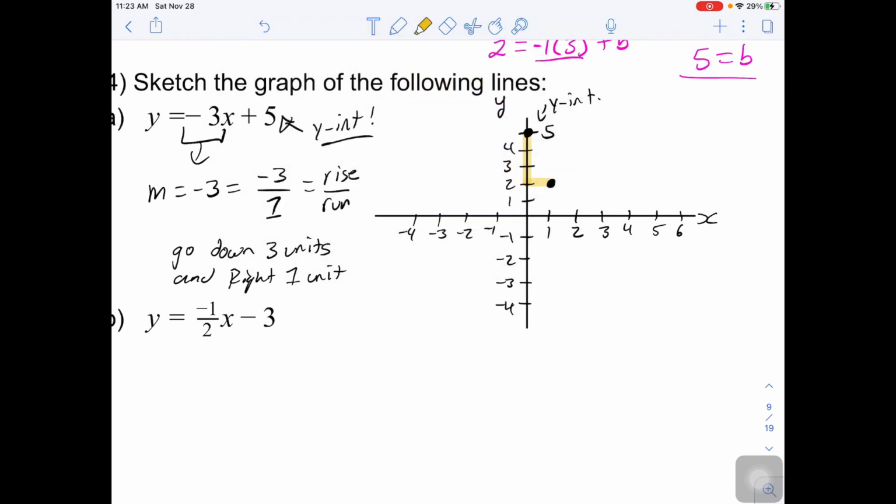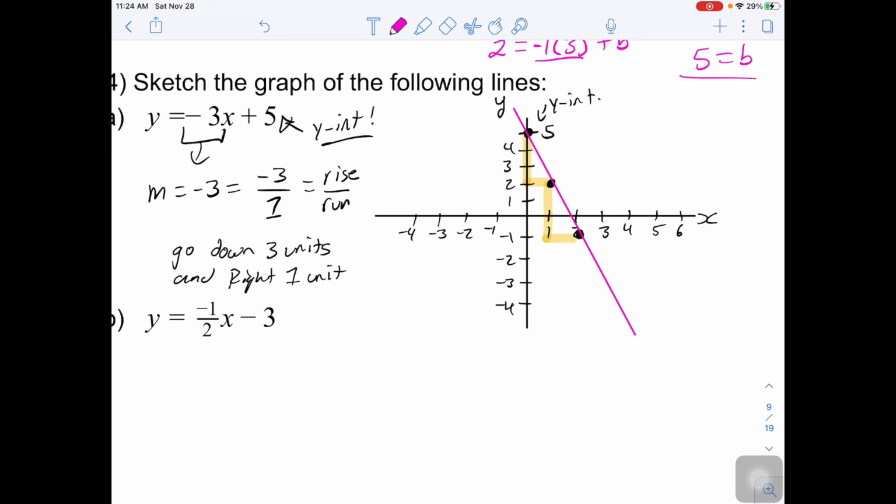And then you would repeat. Go down 3 units, 1, 2, 3, and then right 1 unit over. So there's another point on my graph. And then remember, the special thing about these graphs is you technically only need 2 points. So if I join up all of my points, I could continue on forever and ever.